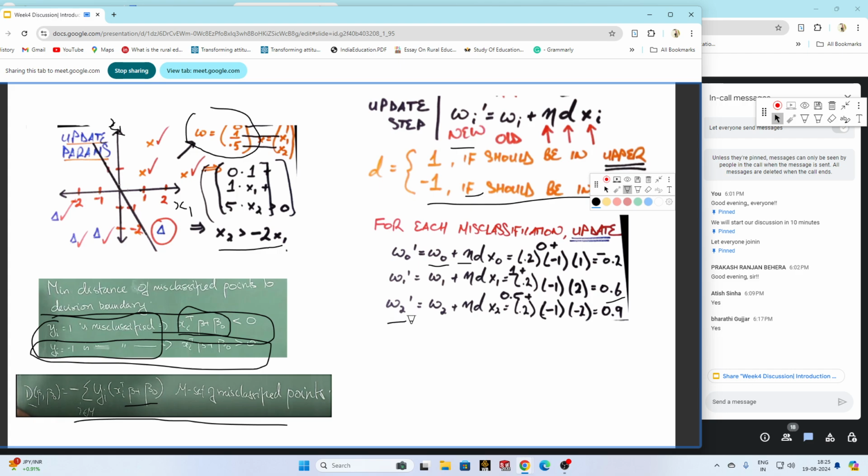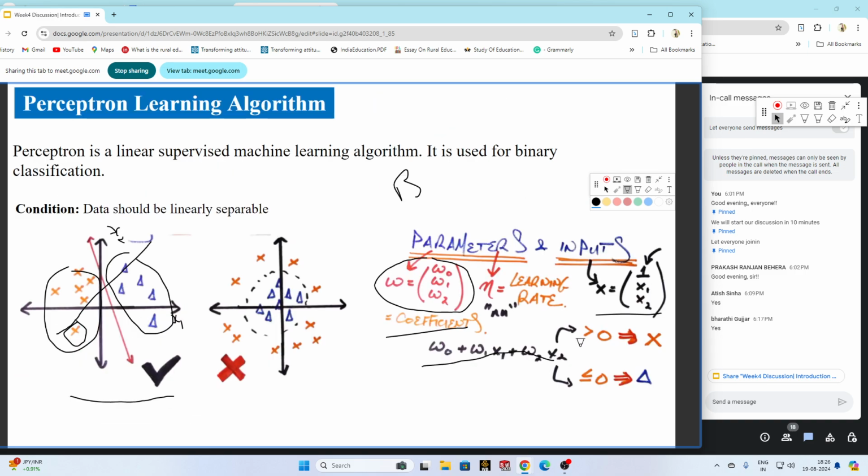Similarly, we will find W2: W2 plus eta d x2. W2 is 0.5, eta is 0.2, d is -1, and x2 is -2. Okay, so x2 is -2. Let me see here.